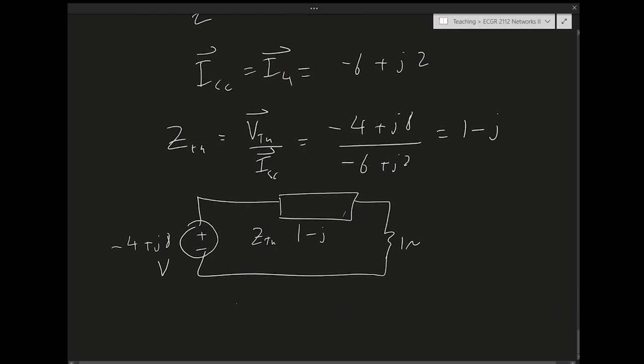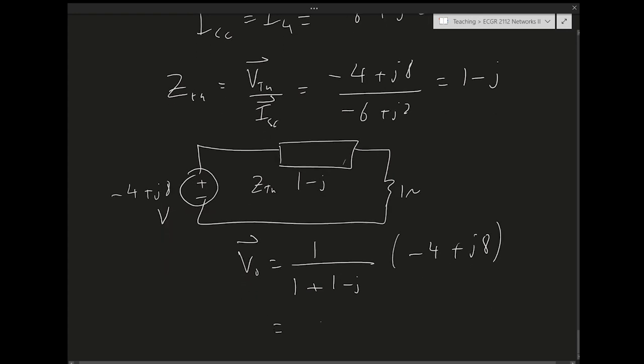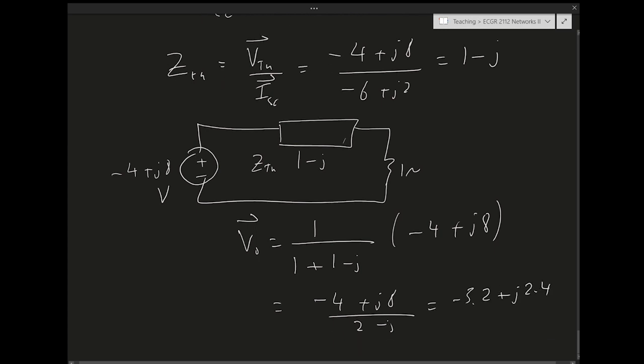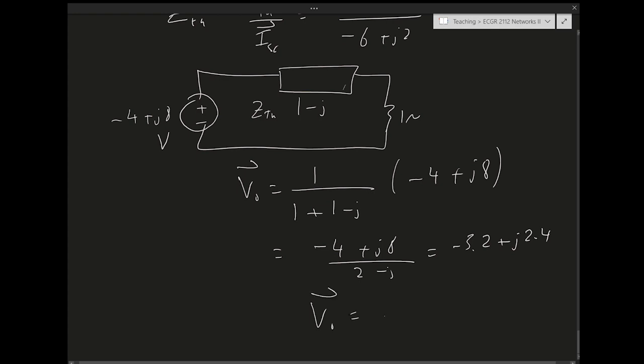And then 1 ohm. Right? Now, what is VO? VO is just a voltage divider in this case, a simple voltage divider. It becomes 1 over 1 plus 1 minus J, 1 over the total impedance times minus 4 plus J8. So this equals minus 4 plus J8 over 2 minus J, which equals minus 3.2 plus J2.4. If I turn this into polar form, I'll end up with 4 at 143.13 degrees. Exactly the same result. Okay, so this is Thevenin.